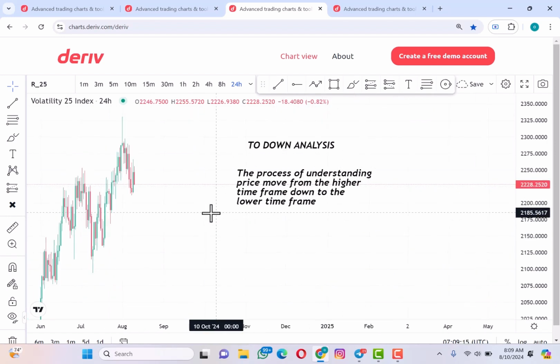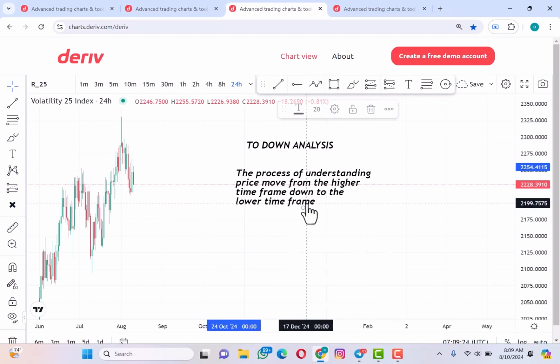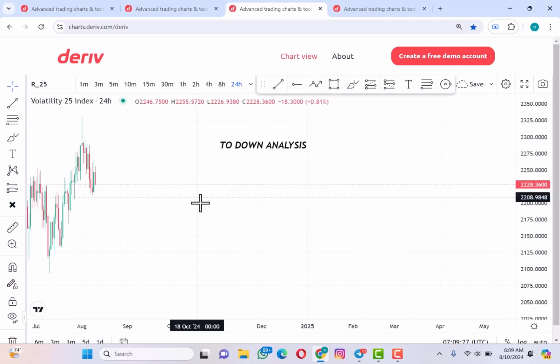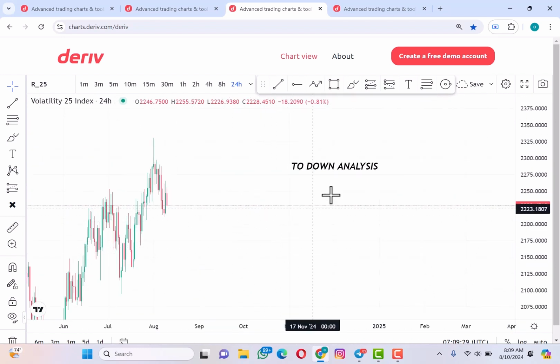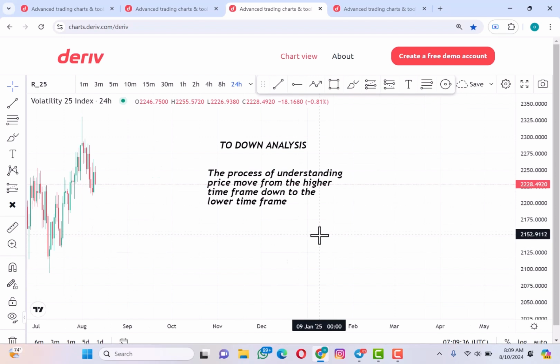So you need to understand what price is doing on the higher time frame. On each time frame, you have to really study what price is actually doing. So let's look at V25, since this is what we have on V25. Or let me say, before we move down to the chart, let me just give you the key steps to follow.